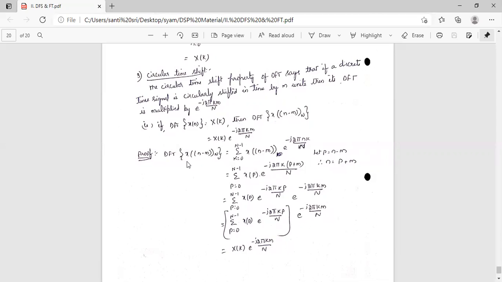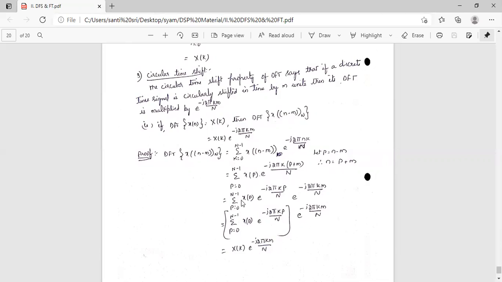So DFT of x of (n minus m) modulo N is equal to sigma n equal to 0 to N minus 1 x of (n minus m) into e power minus j 2 pi n k by N. Let p equal to n minus m. Then n will become p plus m, so that sigma p equal to 0 to N minus 1 x of p into e power minus j 2 pi k into (p plus m) by N.